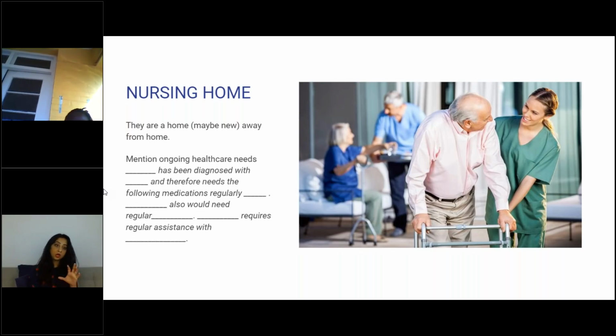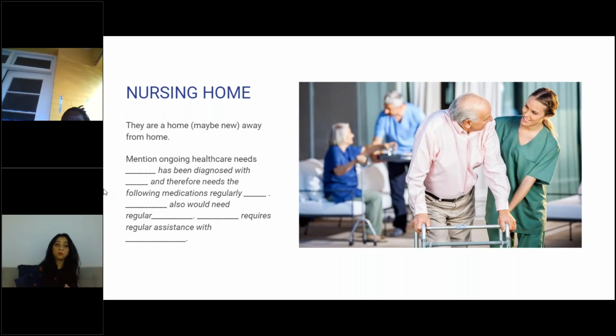He would also need regular assistance with activities of daily living. Okay, so for a nursing home, you need to tell them what medications the patient needs, whether they need assistance with the activities of daily living, whether they need anything else, like regular monitoring of their blood sugar, regular monitoring of their diabetic foot. Okay, so a nursing home is like writing a letter to a group of nurses. You speak to them in terms of their healthcare needs.